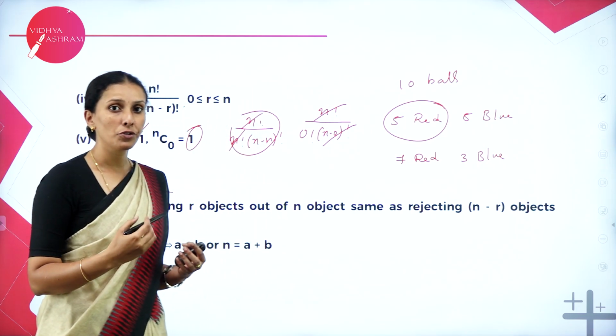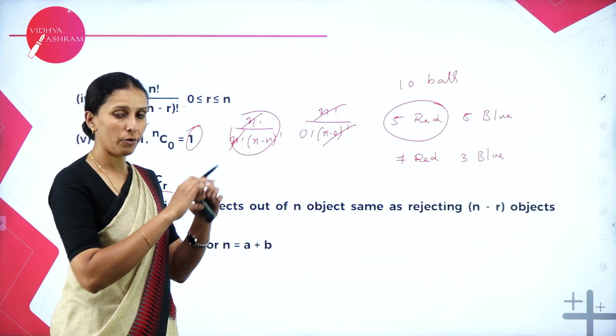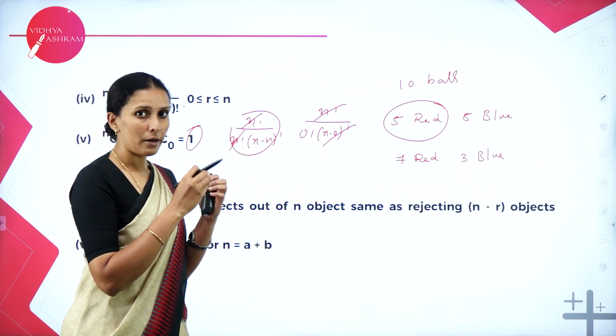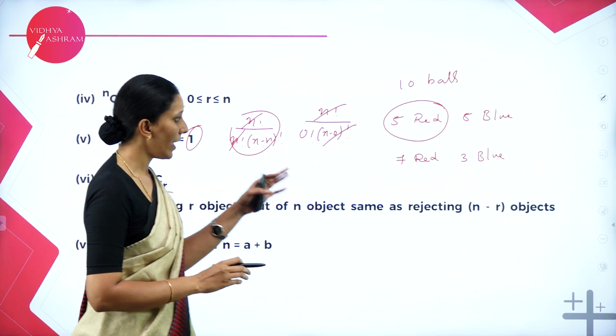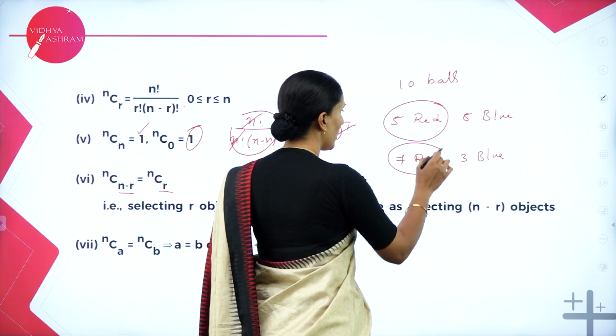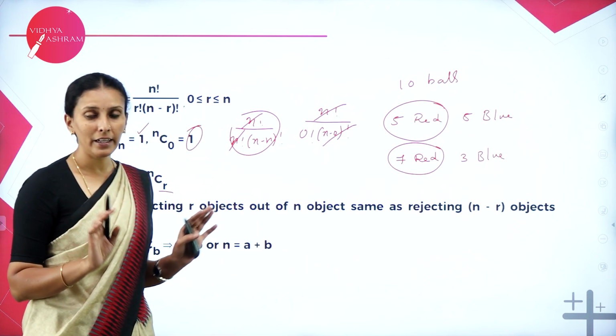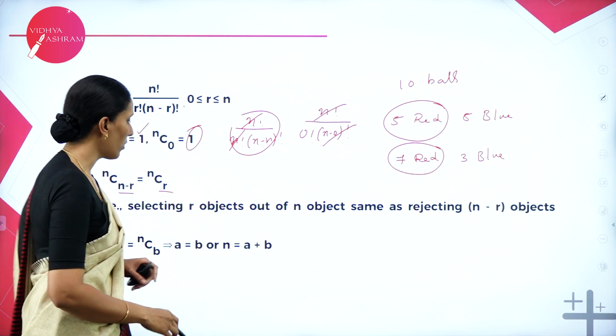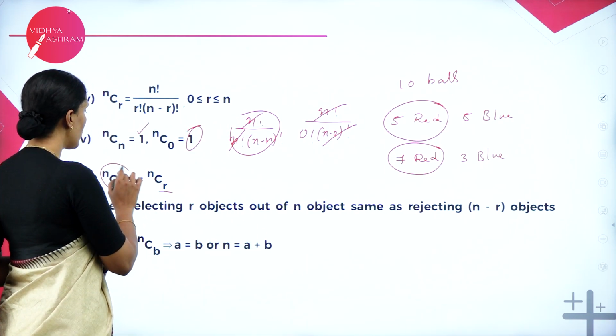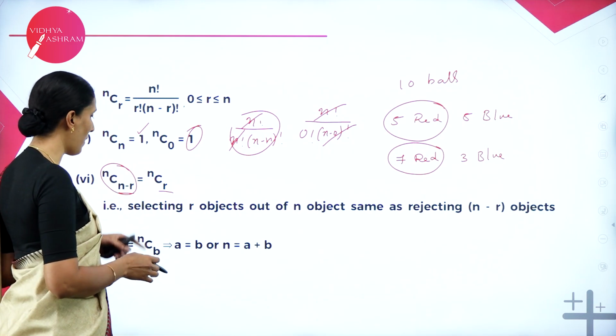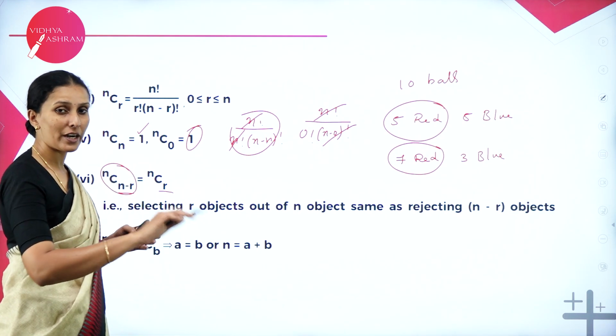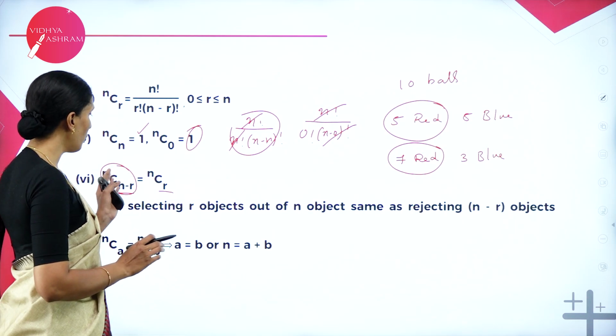Now I will tell you to choose a ball of your favorite color. So you need to choose all the balls of your favorite color. Again, if you choose 7 red balls, it is nothing but rejecting 3 blue balls. Therefore, the number of combinations of selecting some objects is the same as the number of combinations of rejecting some objects. So the value will be the same.